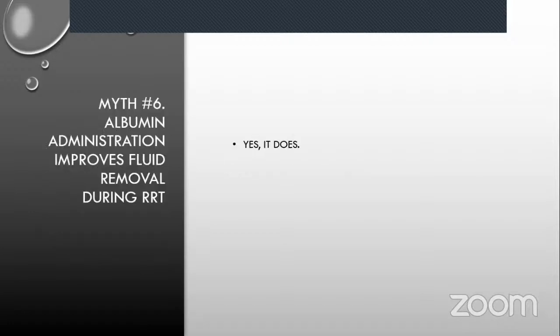Six, albumin administration improves fluid removal during renal replacement therapy. Yes, it does. You find that patients who are hypoalbuminemic will not stand your dialysis. In a very short time, they will be hypotensive. So preloading them with albumin, about 100 ml of 20%, was found to improve intradialytic stability, and hence improving ultrafiltration.